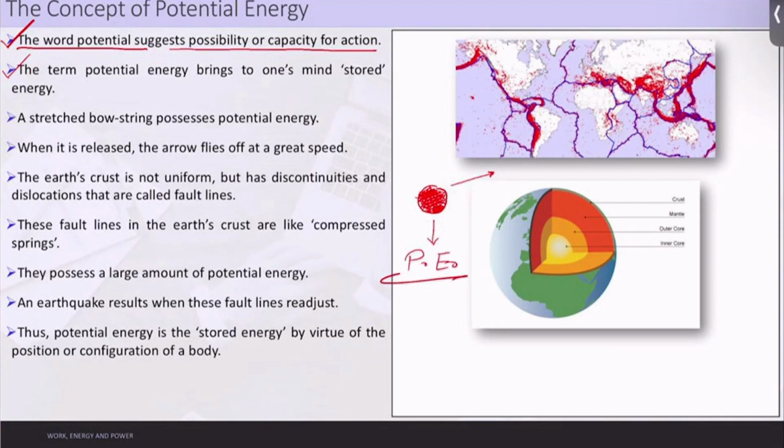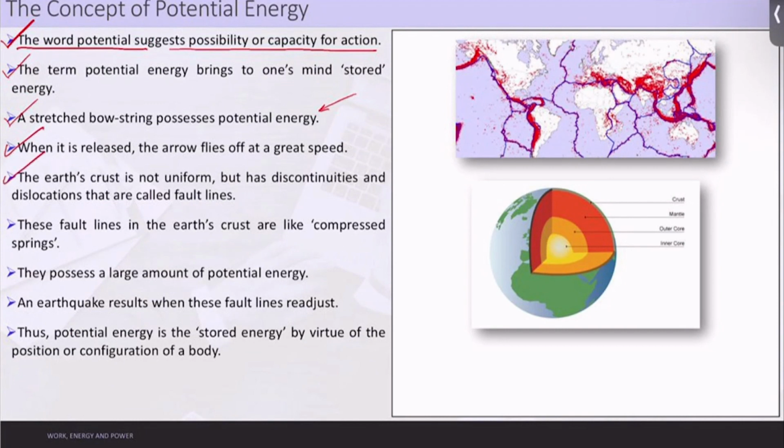The energy which a body has, or the capacity of a body to hold it, is basically called potential energy. The term potential energy brings to one's mind stored energy. A stressed bowstring possesses potential energy. Here is an example to explain potential energy. When it is released, the arrow flies off at a great speed.